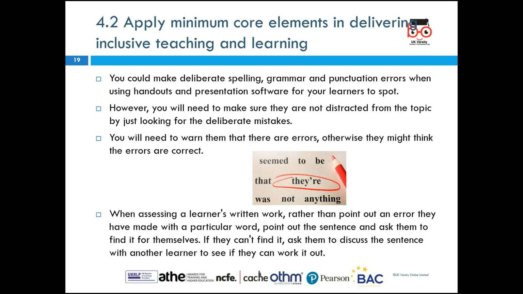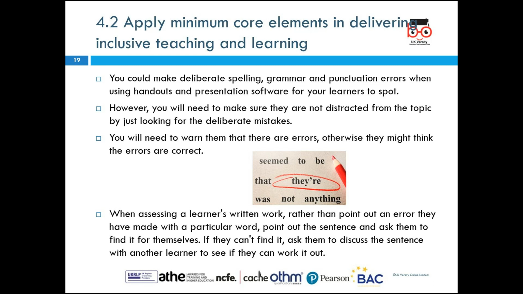But if you say to them, I've got mistakes in there, and they think, oh, the full sheet must be full of mistakes, they're going to get distracted, aren't they? So keep it quite minimum. And you have to warn them that they're there. Otherwise, they're going to think, oh, this is the right spelling, and then they'll model it, they'll copy what you've done.